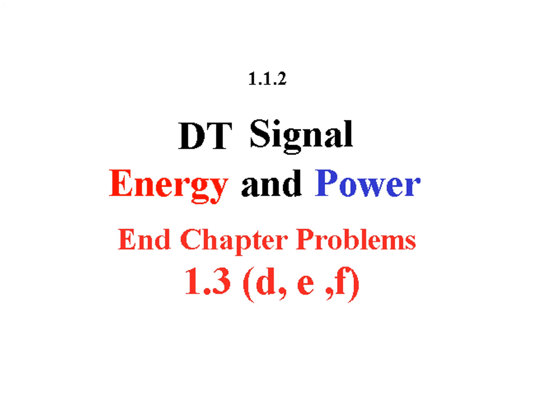Bismillahirrahmanirrahim. This is the second video of the series on energy and power, and in this video we'll be solving end chapter problem 1.3 part D, E and F. In the previous video we had solved part A, B and C, which were for the continuous time signal, and now we'll be discussing the discrete time signals and solving these three problems.